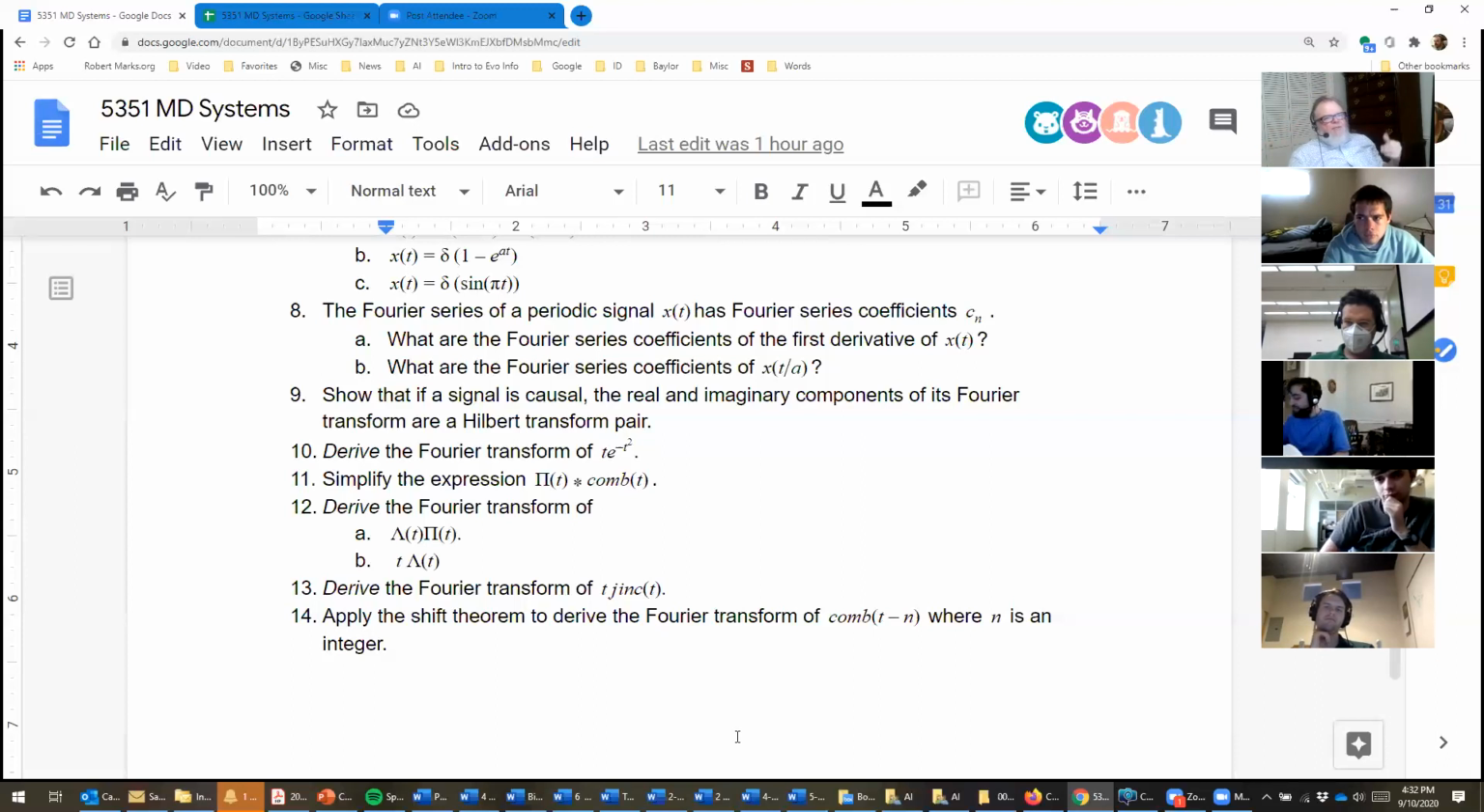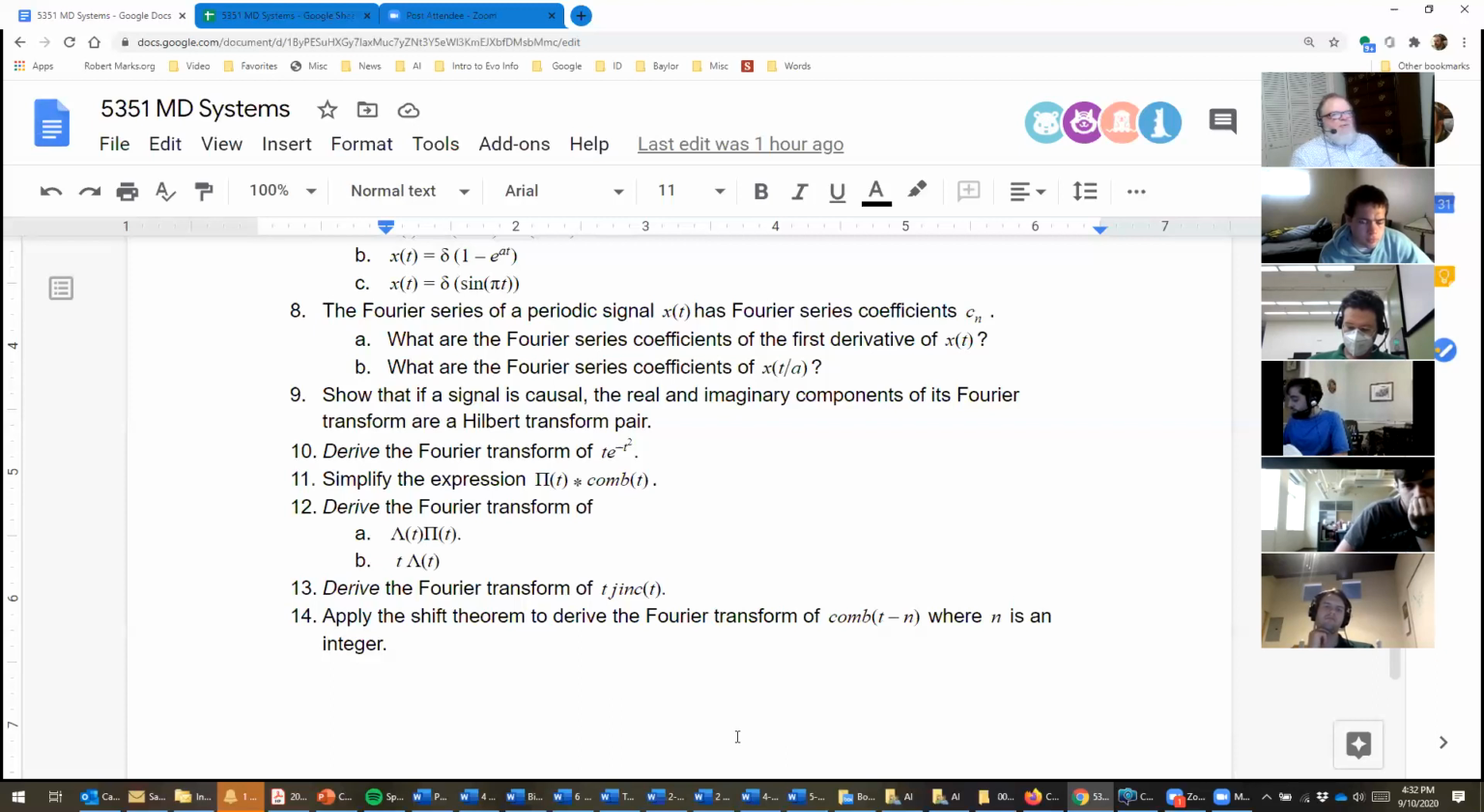So it's a little bit different approach than you've looked at before. Then it says derive the Fourier transform of t times the triangle function. Again, I would ask you to look at the derivative theorem, because you're multiplying in the time domain by t, you kind of differentiate in the frequency domain.